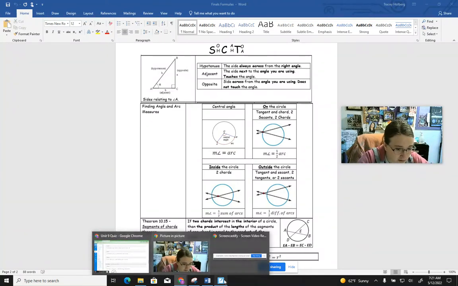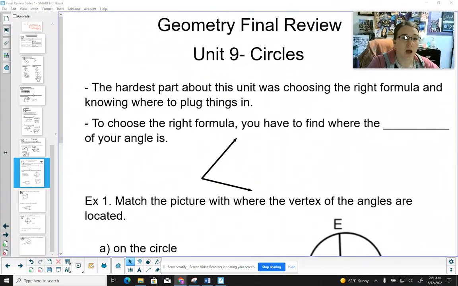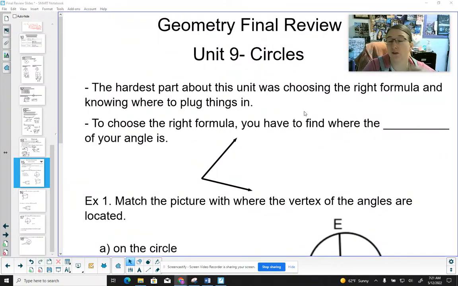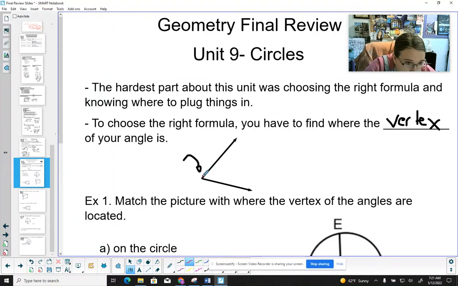Now let me go back to my slides. There we go. So let's go ahead and try this. Remember that to choose the right formula for a lot of these pictures where we have the lines crisscrossing in a circle, you have to find where the vertex of your angle is. Now again, vertex is a fancy math word. The vertex is literally this point right here. We'd call that point the vertex. So you can label that on the picture.